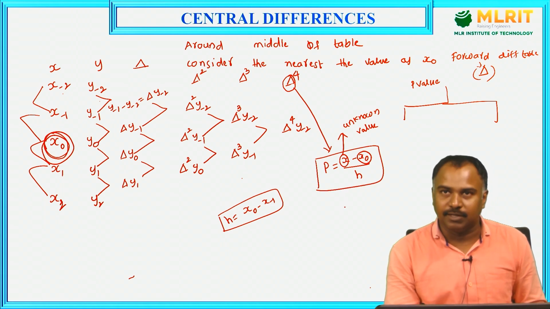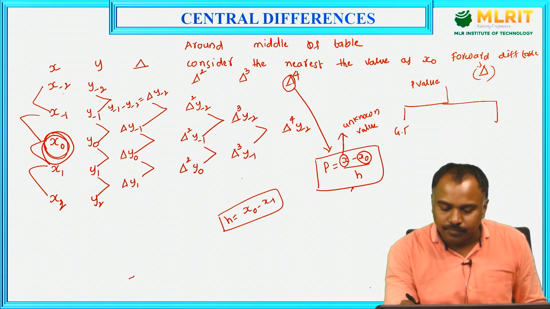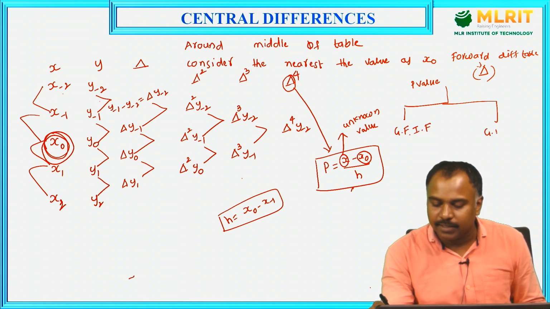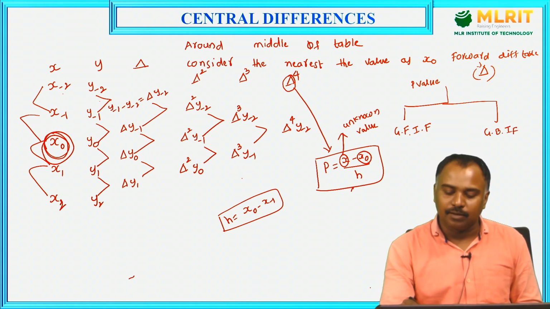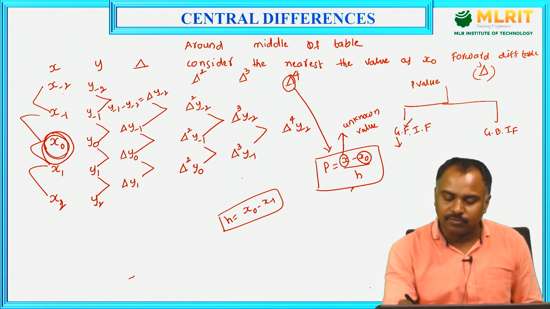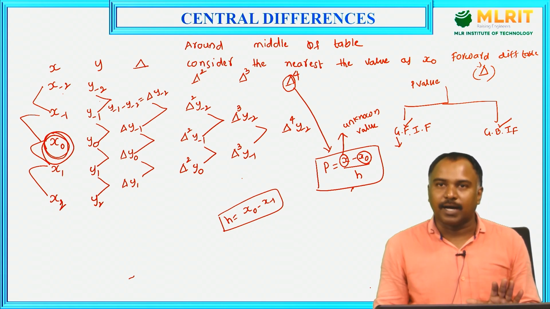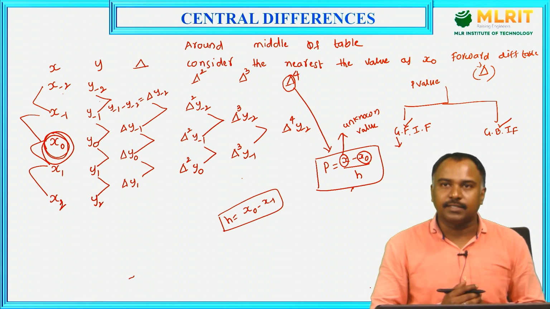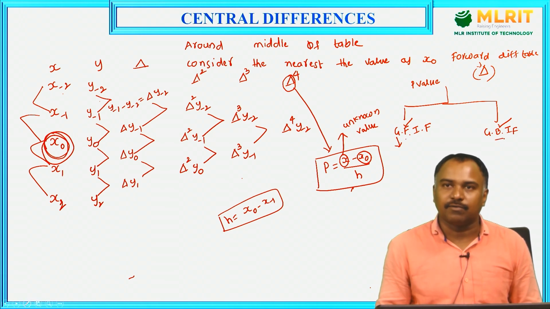Based on this p value, we need to decide whether it belongs to the Gauss forward interpolation formula or the Gauss backward formula. These central differences were introduced by Gauss. He introduced two different formulas: one is Gauss forward interpolation, another one is Gauss backward interpolation. Now we need to understand when we go for forward and when we go for backward.